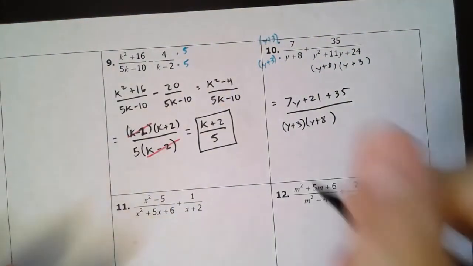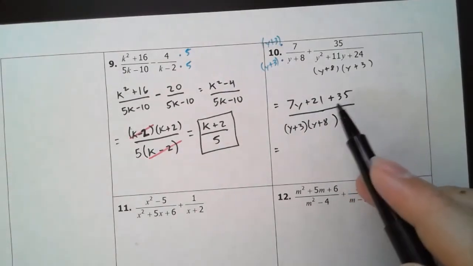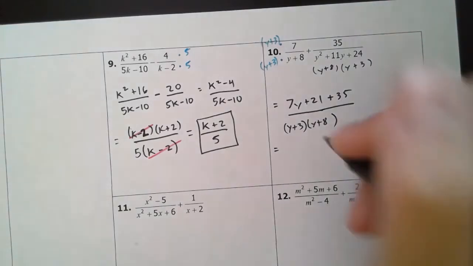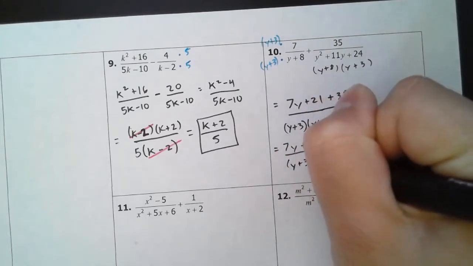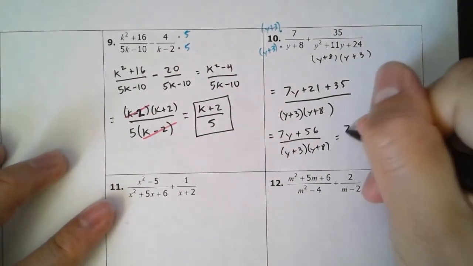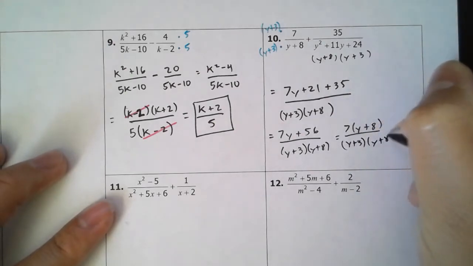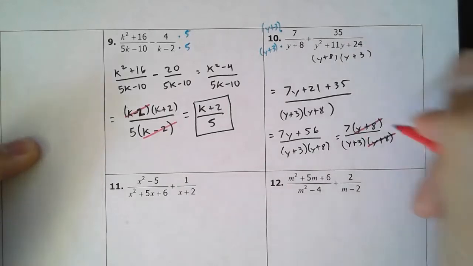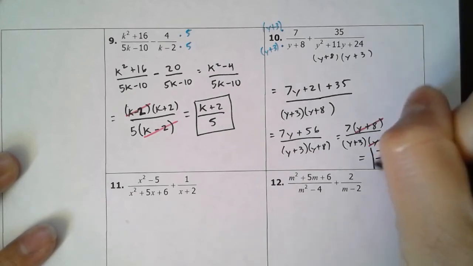Now I can factor out the top. Did I mess this up? No, I didn't. I can combine these two, 7y plus 21 plus 35. You're going to get 7y plus 56 over y plus 3, y plus 8. Now I can factor out a 7 on top. I get 7 times y plus 8 over y plus 3, y plus 8, and then these two are going to cancel, and I get left with 7 over y plus 3.